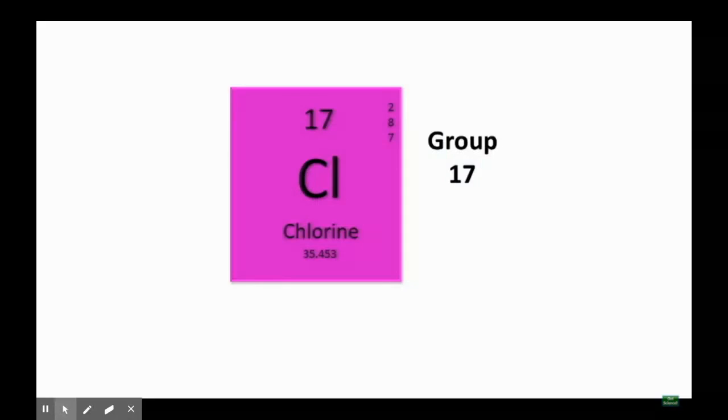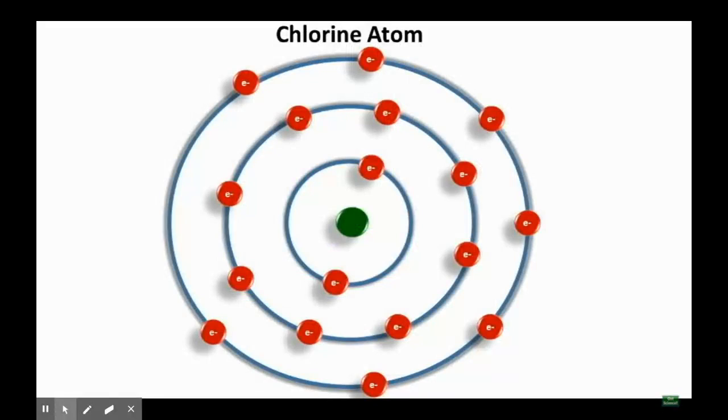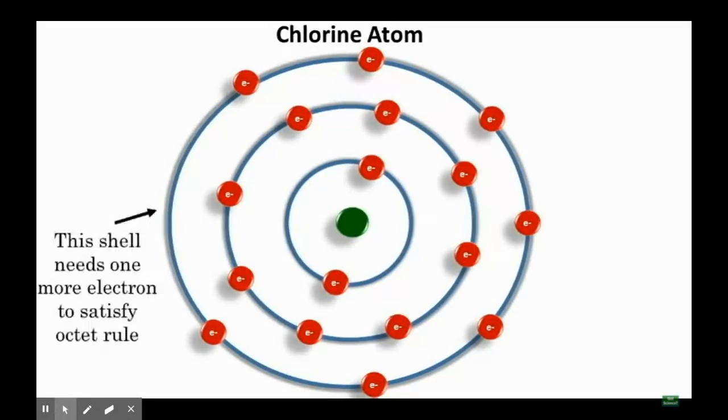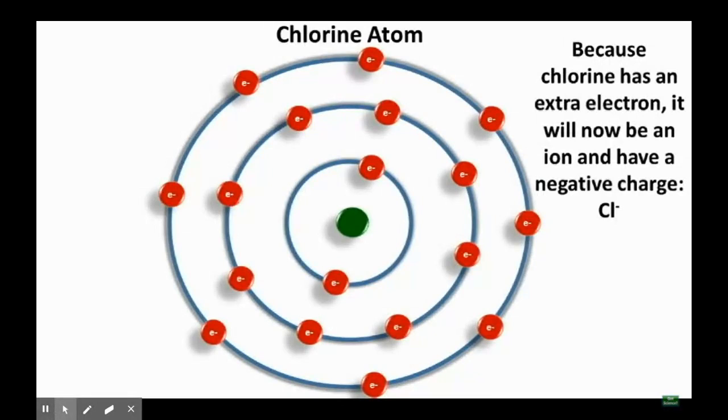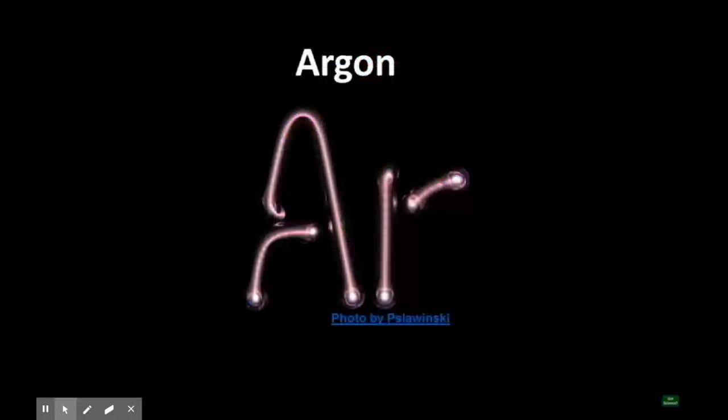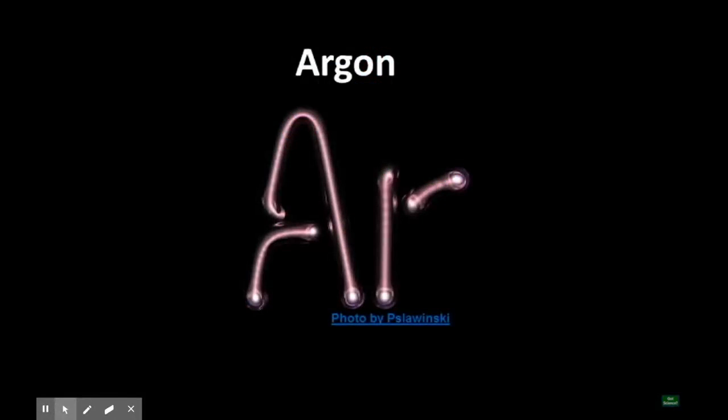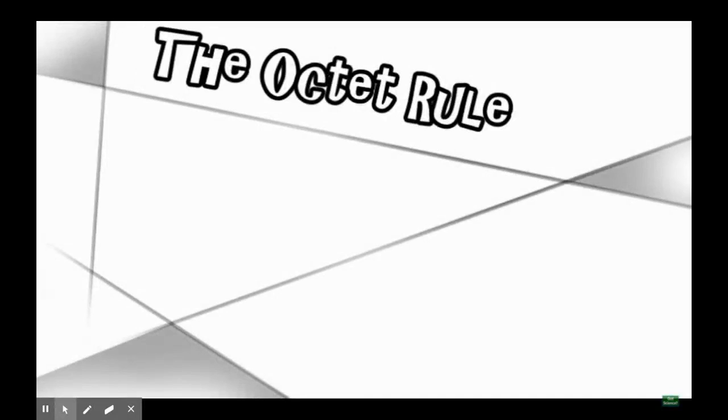Now let's look at chlorine. Chlorine is in group 17, which indicates it has 7 valence electrons. So looking at the chlorine atom, notice how the outermost shell needs 1 more electron to satisfy the octet rule and have 8 electrons to be stable. That's why chlorine is a very reactive element, because it just needs 1 more electron. And when it does, it will have the stable electron configuration of noble gas argon. And that is the octet rule.